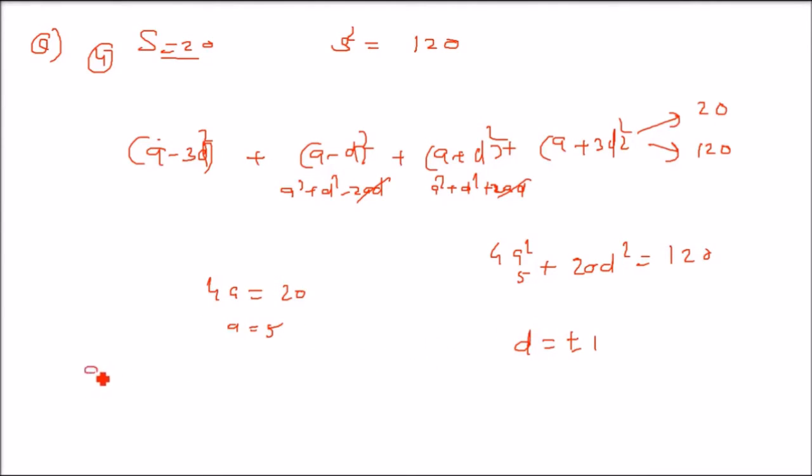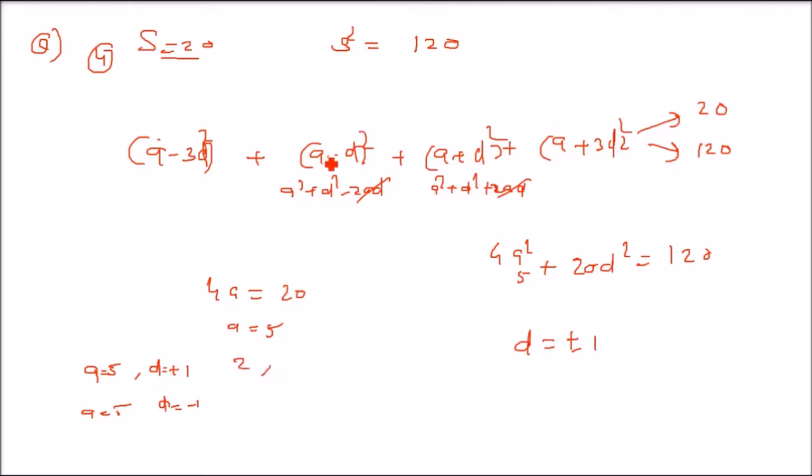Now we have to find these 4 numbers. So you take a as 5. One time you take d as plus 1, one time you take d as minus 1. A, both the times, you have to take 5. One time you take d as 1 and one time you take d as minus 1. So put in here a as 5, d as plus 1.